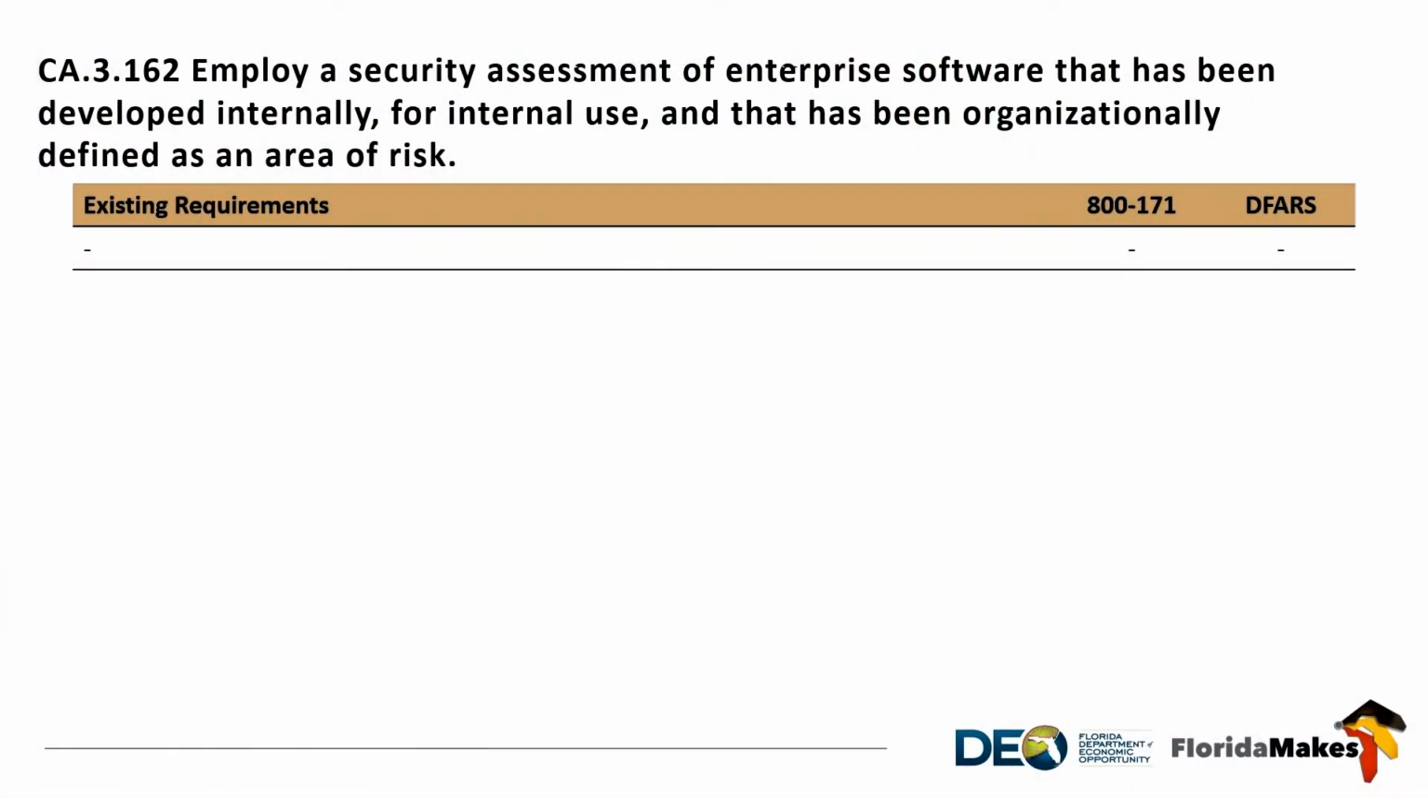So this would be a prime candidate. If you don't do software development in-house, you don't have any in-house developed software to assess, so there's nothing to do here. Now, this is actually one of the only CMMC practices that has absolutely no correlation to anything that's in 800-171 or anything that's in 7012. So why are we talking about it?